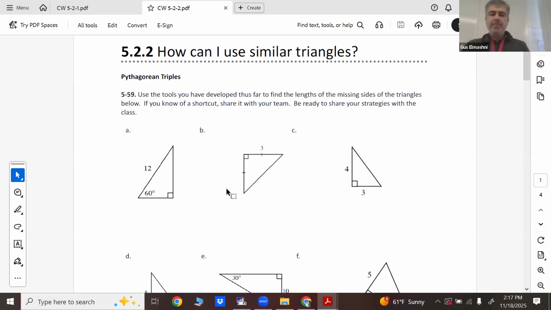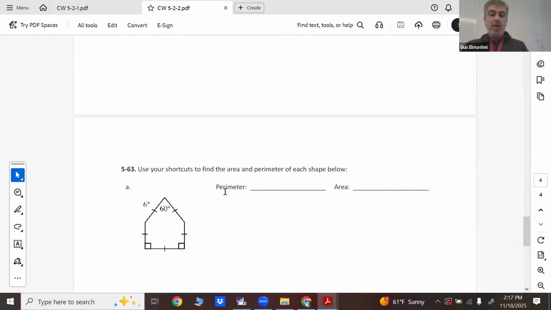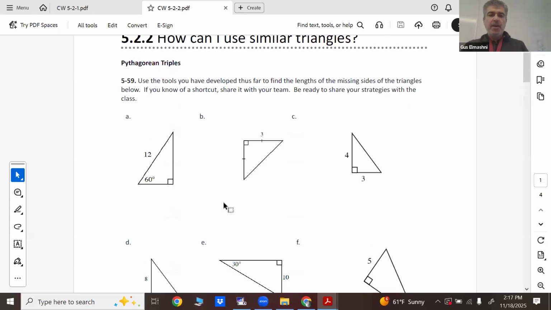Let's keep moving, because I want to get to at least halfway through. If we can get to the end of page 3, that'd be awesome. I think we can do it. Okay, so let's move on to 522.